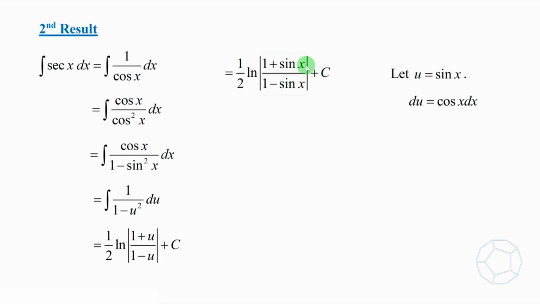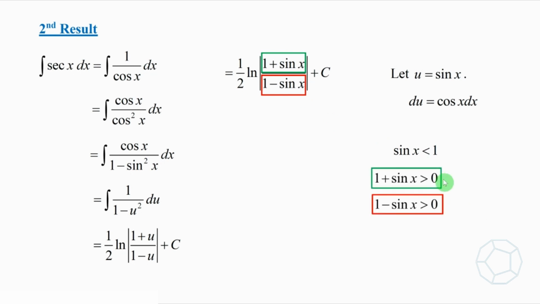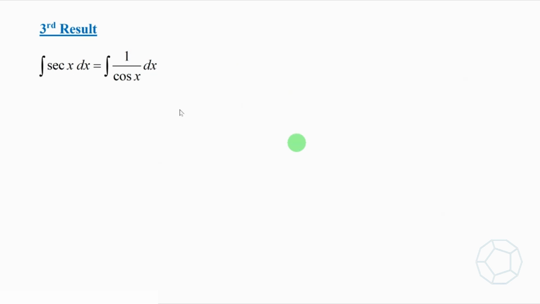Let's focus on the numerator 1 plus sine x and the denominator 1 minus sine x. Because sine x is smaller than 1, both of them are positive. So the absolute sign is not necessary. The second form of the answer is 1 over 2 log bracket 1 plus sine x all over 1 minus sine x plus c. Next, we come to the third one.